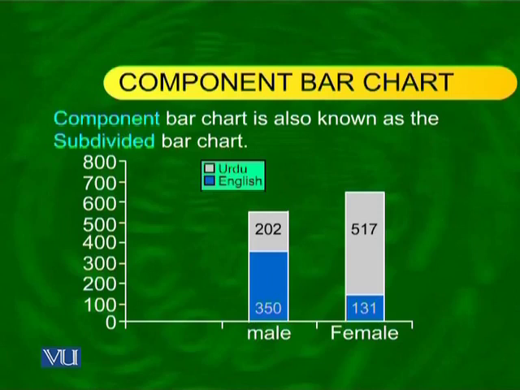Now, once we have done this, the next step is to divide each of the two bars into two parts. Aur ye jo division hai, ye hum karenge according to the medium of schooling. Ab ye hamari apni marzi hai ki hum English medium ko niche rakhna chahte hain kisi bhi bar mein ya Urdu medium ko niche rakhna chahte hain.